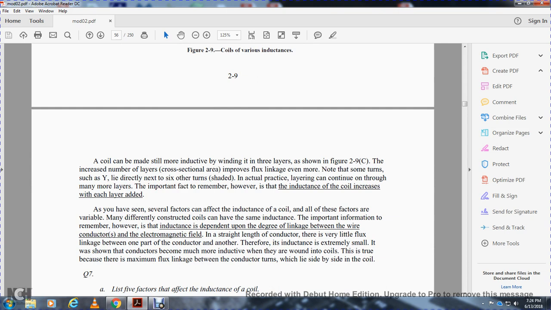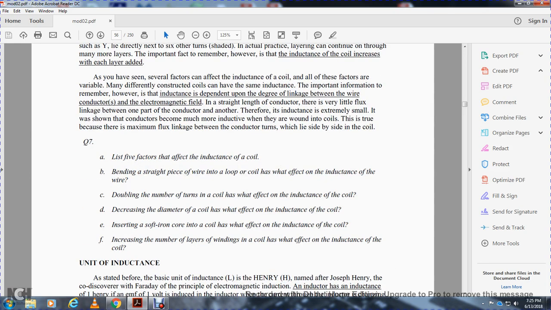You have seen several factors that can affect the inductance of a coil. All these factors are variable, so differently constructed coils will have different inductances. The important information to remember, however, is that inductance depends upon the degree of linkage between the conductor and the electromagnetic field. With a straight conductor, there is very little flux linkage from one part of the conductor to another, and therefore the inductance is extremely small. As was shown, conductors are much more inductive when wound into coils. This is true because of the maximum flux linkage between the conductor turns, which lie side by side in the coil.